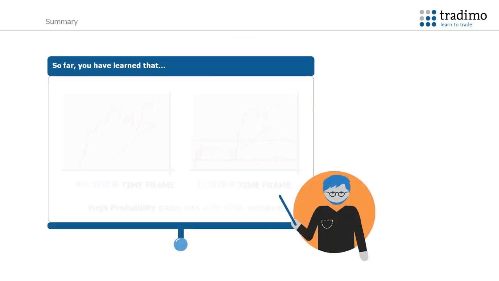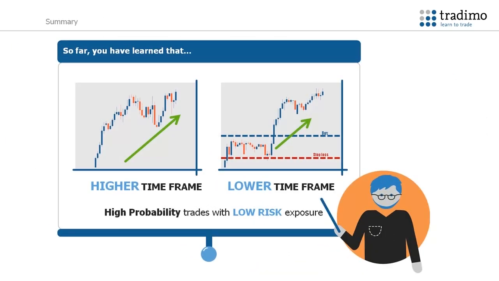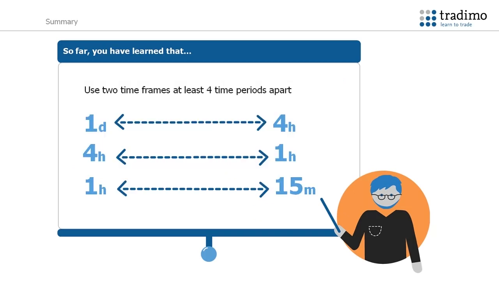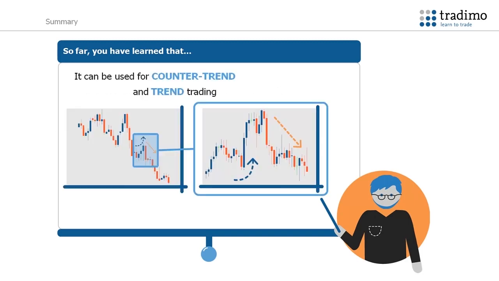So far, you have learned that multiple timeframe analysis can help reduce the risk on your trades. Higher timeframes can be used to ascertain the overall market environment. Lower timeframes can be used to fine-tune entries. You should use 2 timeframes at least 4 time periods apart. And that multiple timeframe analysis can be used for both counter-trend trading and trend trading.